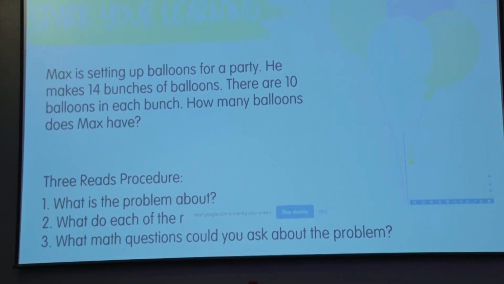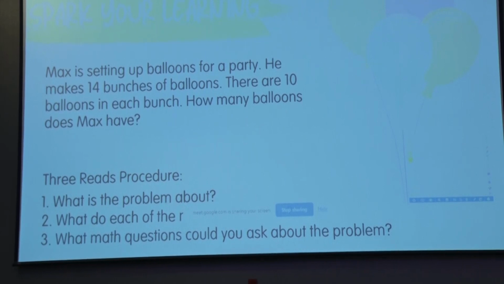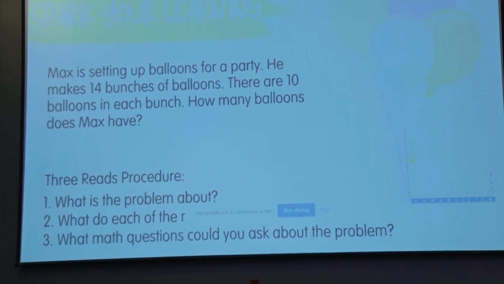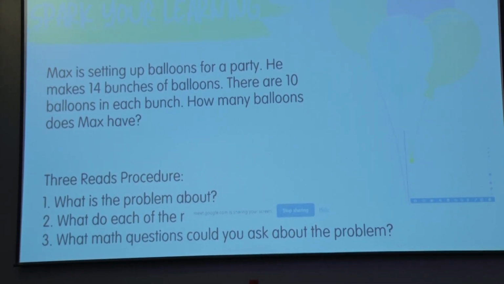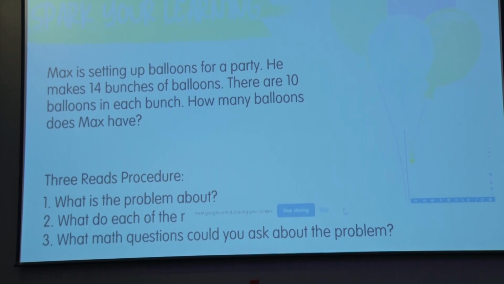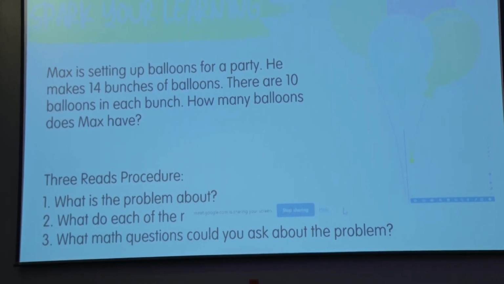So we answered the first one, what is the problem about? The second one, we can't see that rest of it, but is, what do each of the numbers describe? So what is the 14 in this problem? Bunches of balloons. Okay. What is a bunch? How something's grouped together, right? How something's grouped together. So is he holding balloons in opposite hands or like all one?